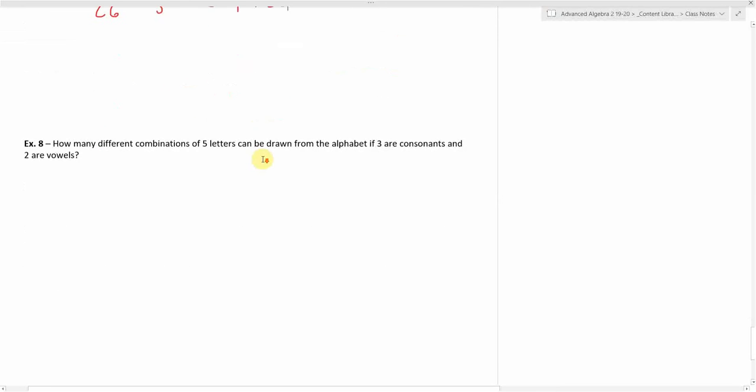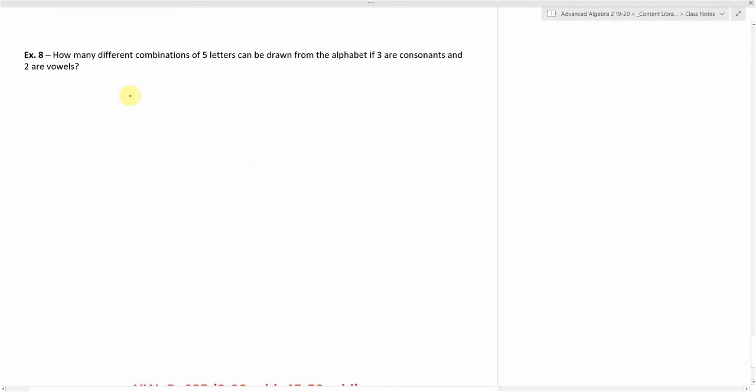Let's look at another here. Example 8 says, how many different combinations of 5 letters can be drawn from the alphabet if 3 are consonants and 2 are vowels? So this puts some restrictions on us and changes the way we would compute this. So really, the total number of letters is not as important as the restrictions. What we're really saying is we're going to take 3 consonants. Remember, there are 21 consonants and 5 vowels.